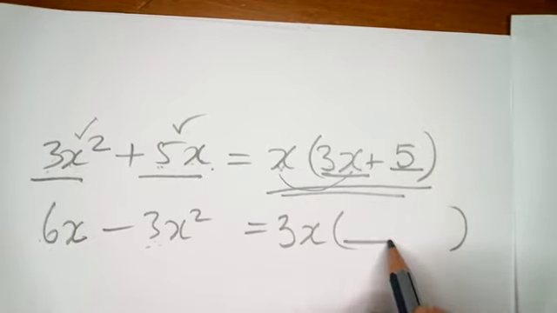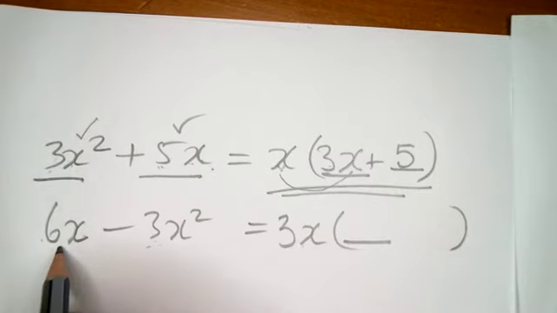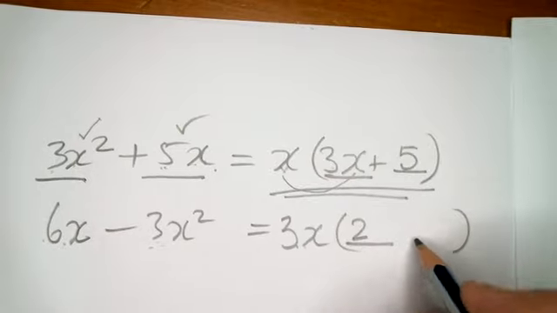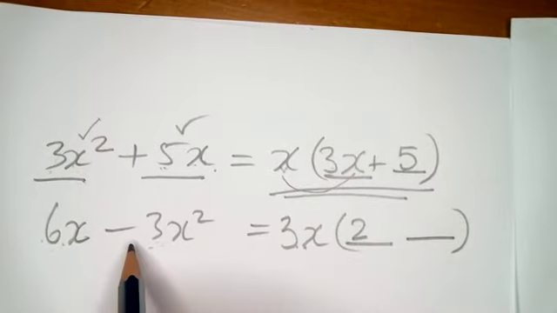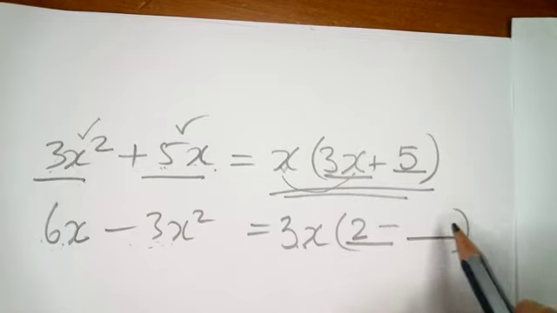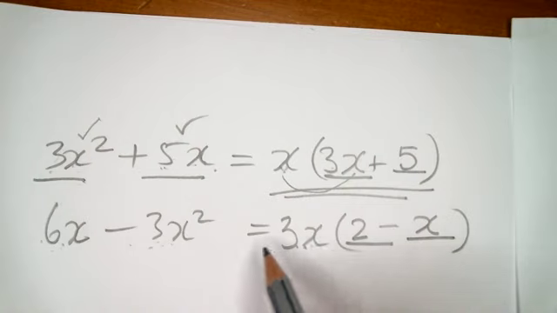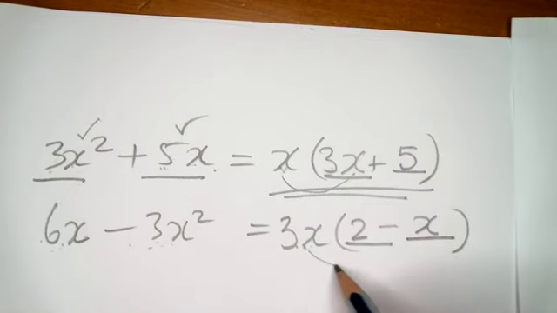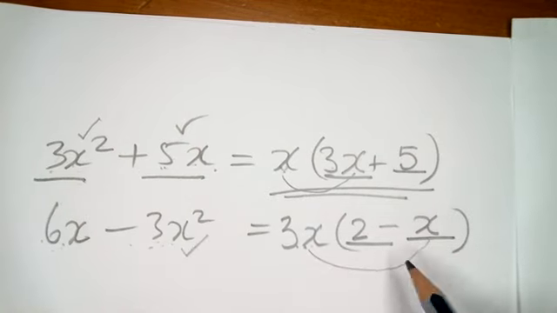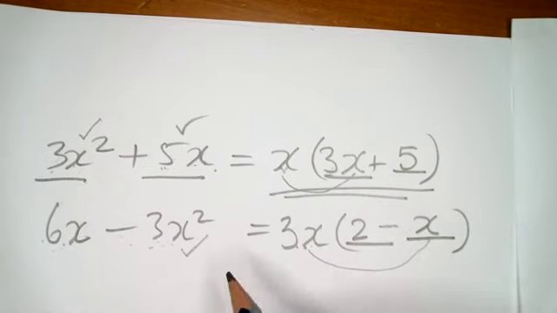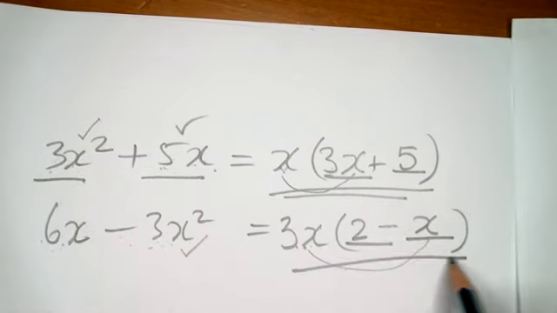Now ask, what times 3x makes 6x? Well, 2 lots of 3x makes 6x. And what times 3x makes negative 3x squared? Well, minus x and 3x makes negative 3x squared, because x times x is x squared, and a minus and a 3 makes minus 3. So there is my solution.